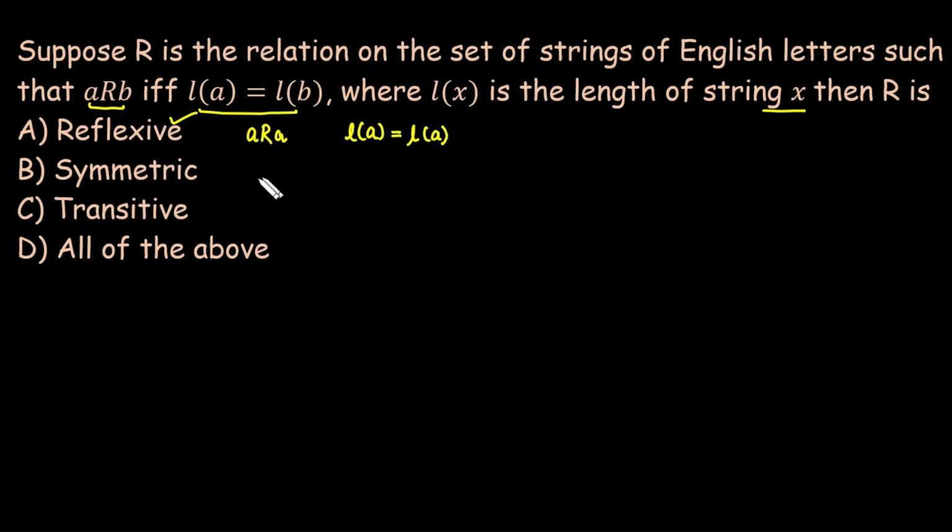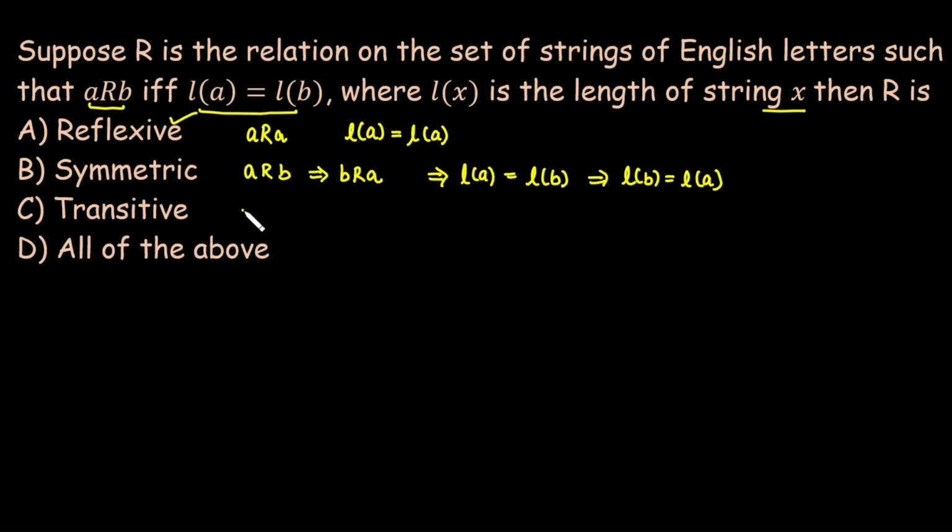Now for symmetric: if A is related with B, then B must be related with A. So if A is related with B, this implies the length of A is equal to the length of the string B. Now can we say that the length of string B is equal to the length of string A? Yes. So R is clearly symmetric.